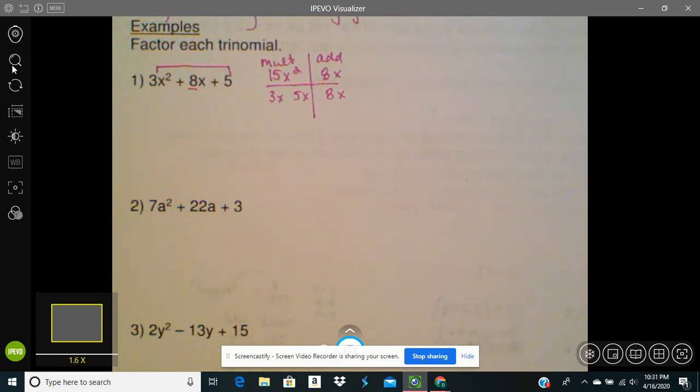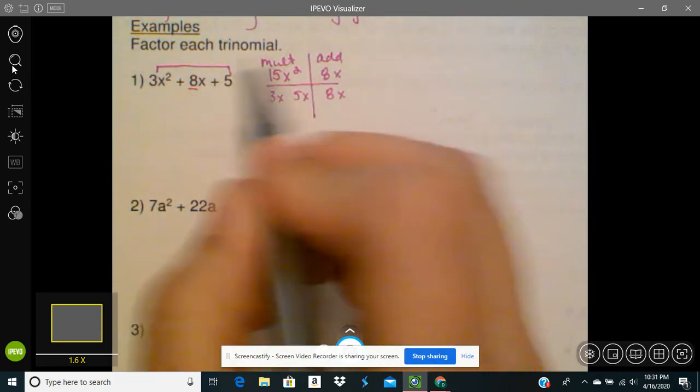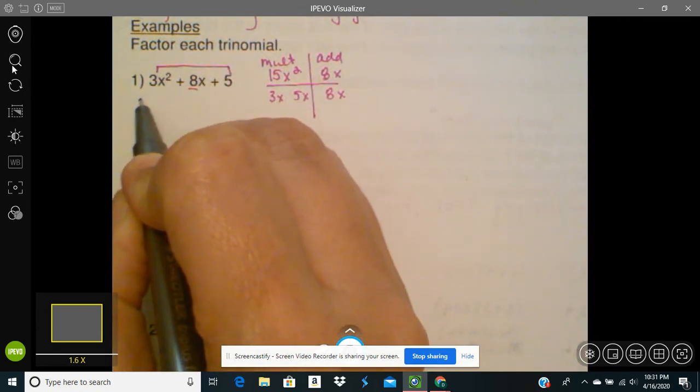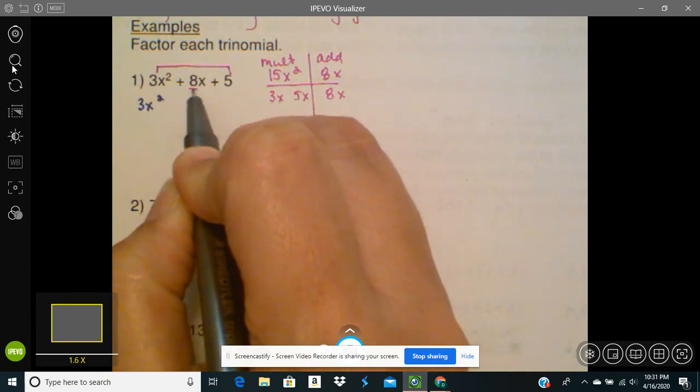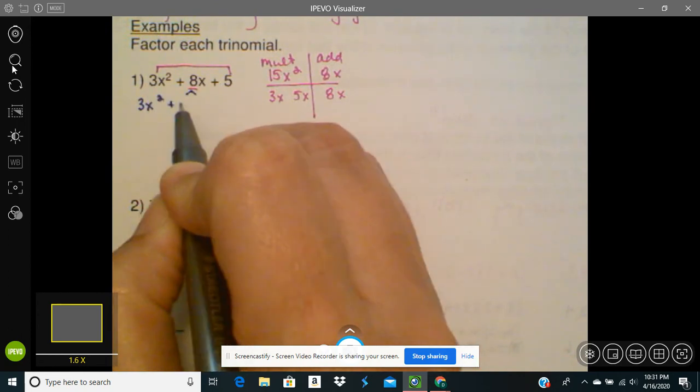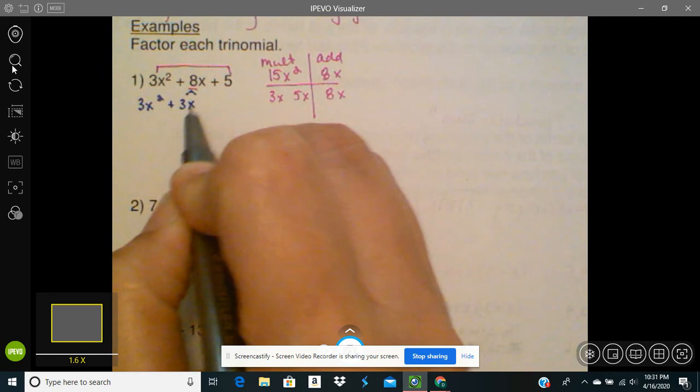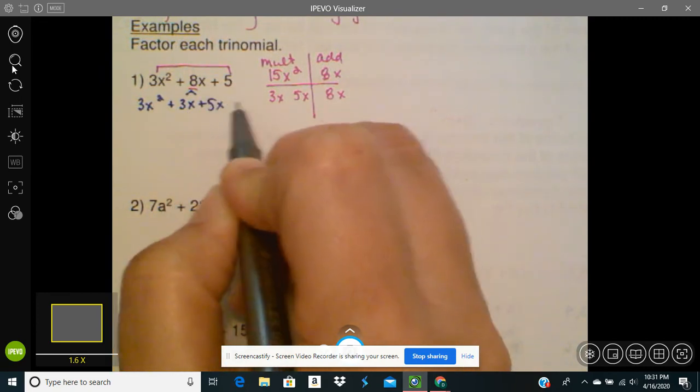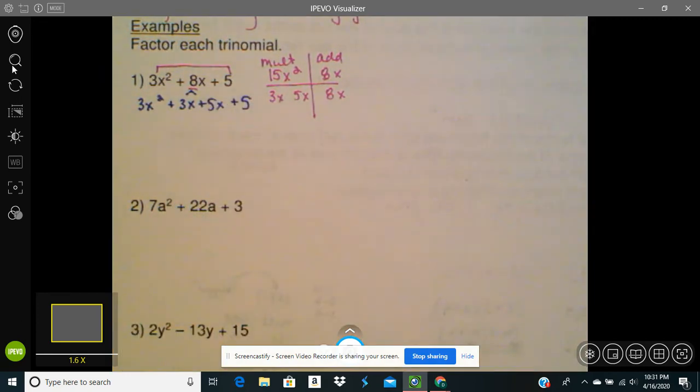So we've multiplied the first and the last. We found the two numbers that will give us the product and the sum. You're going to rewrite the trinomial into 4 terms. So we bring down 3x squared. 8x is going to be 3x plus 5x, and then we bring over our plus 5.